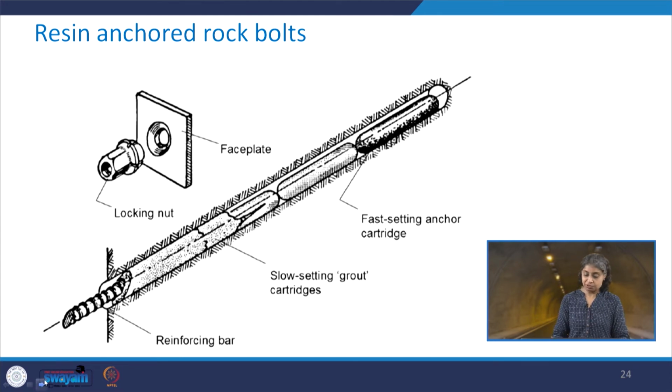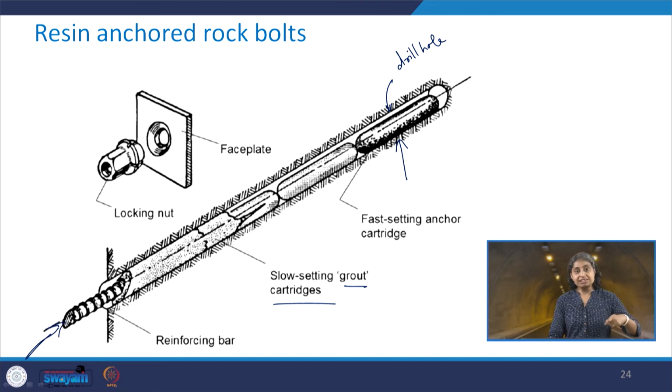See how this looks. So this is a drill hole. And then first we insert the fast setting anchor cartridge, and this is followed by slow setting grout cartridges. And see, this is the reinforcing bar. When this is inserted, the plastic sheet is broken, and when it goes up to here, and then if the spinning is done, they get mixed.